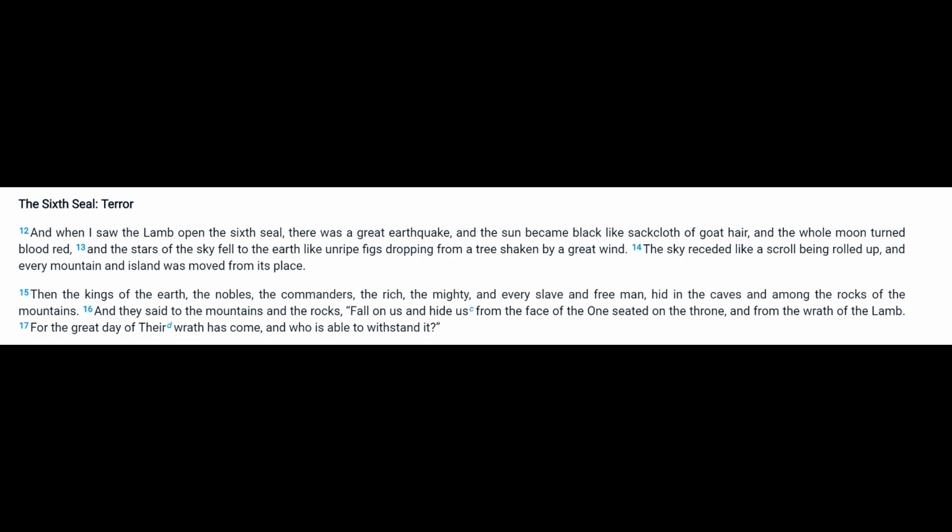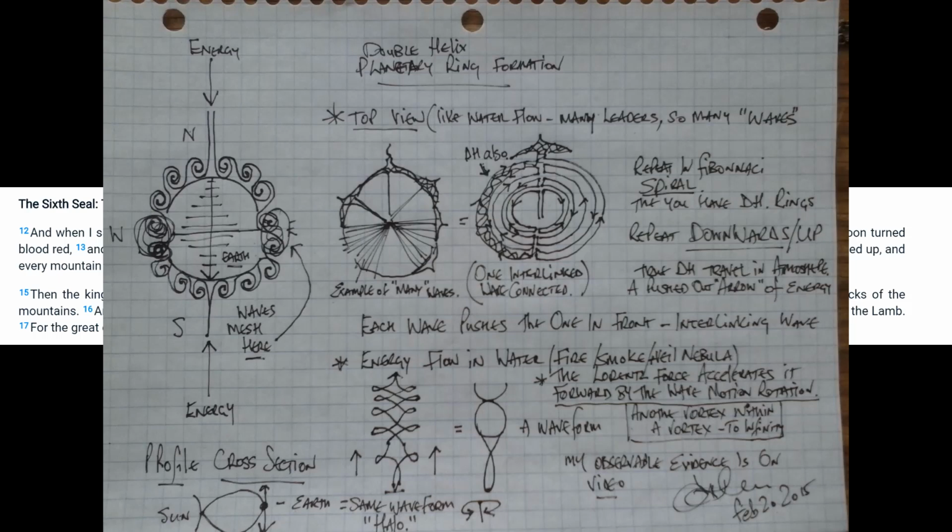So the sky receded like a scroll being rolled up. And as I showed by this picture, a magnetic field is scrolls, like petals on a flower that roll up. Waves, rolling waves. And so the sky will recede like a scroll being rolled up. And then the kings of the earth, the nobles, the commanders, the rich, the mighty, and every slave and free man hid in the caves. As they are doing, the governments have all built their little hidey holes underground and among the rocks of the mountains. And they said to the mountains and the rocks, fall on us and hide us from the face of the one seated on the throne and from the wrath of the Lamb. For the great day of their wrath has come, and who is able to withstand it?